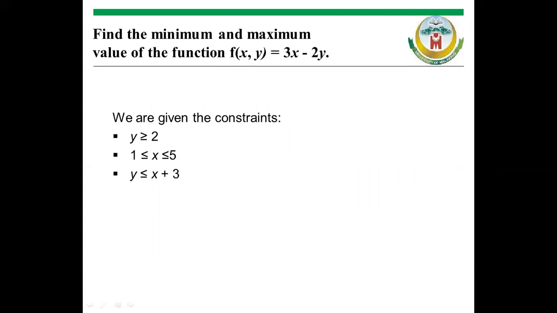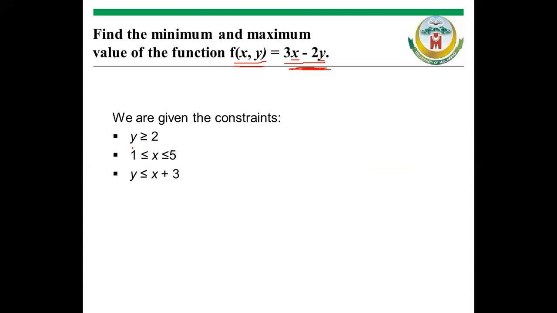Okay, now let's come to this example. Find the minimum and maximum values of the function f(x, y) = 3x - 2y. We had discussed that there are three components when we deal with linear programming. One was the objective function. So this function f(x, y) = 3x - 2y is the objective function. We have to maximize or minimize this function. And decision variables. So here the decision variables are x and y, and there are some constraints.